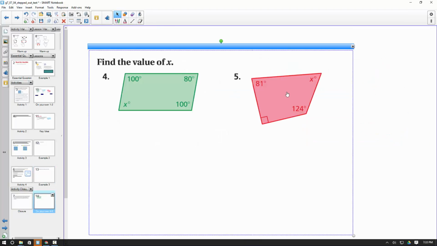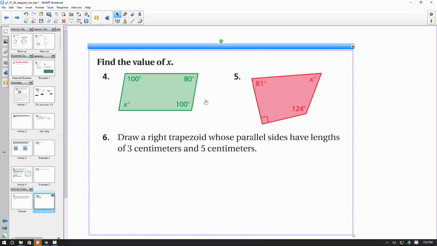And then finally, I have these down here. So what is the value of x? Of course, I add them all up. Has to equal 360, so it equals 80. This one, when I add them all up, should equal 65.